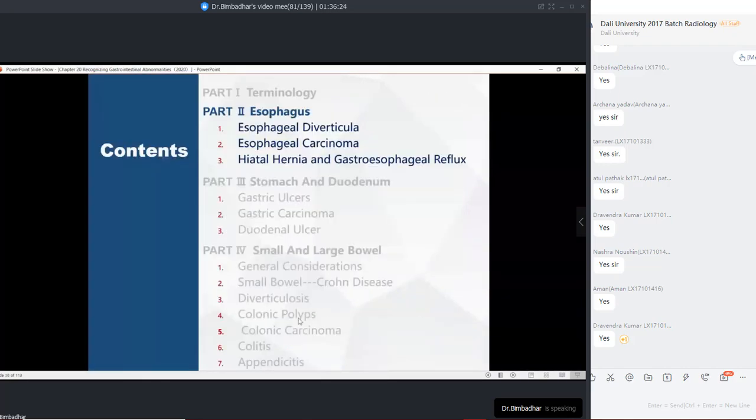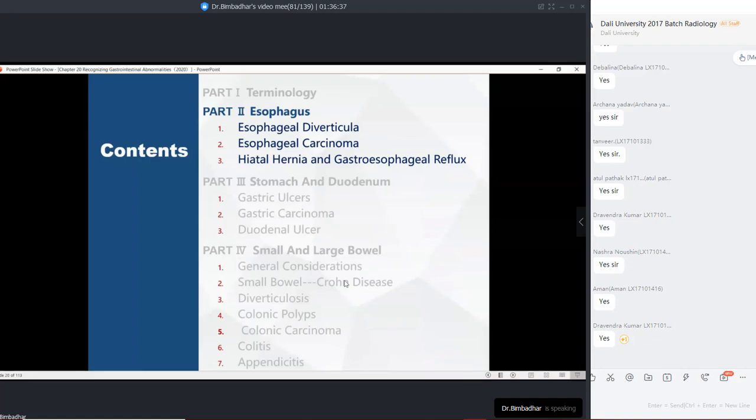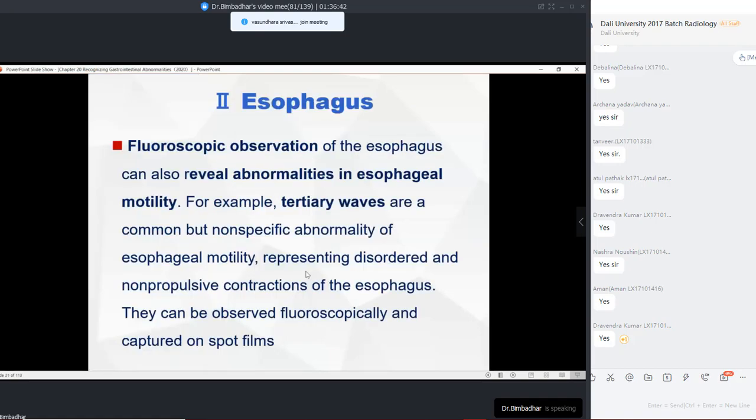Okay, so first we are going to talk about different conditions like esophageal diverticula, esophageal carcinoma, hiatal hernia, and gastroesophageal reflux disease. It gets a little difficult here, so I want you guys to pay a little attention. Fluoroscopic observation of the esophagus can generally reveal abnormalities in esophageal motility. For example, tertiary waves are a common but non-specific abnormality of esophageal motility, representing a disorder and non-propulsive contractions of the esophagus.